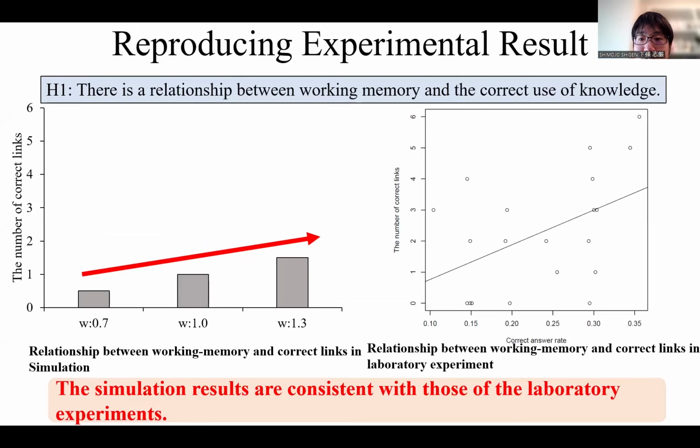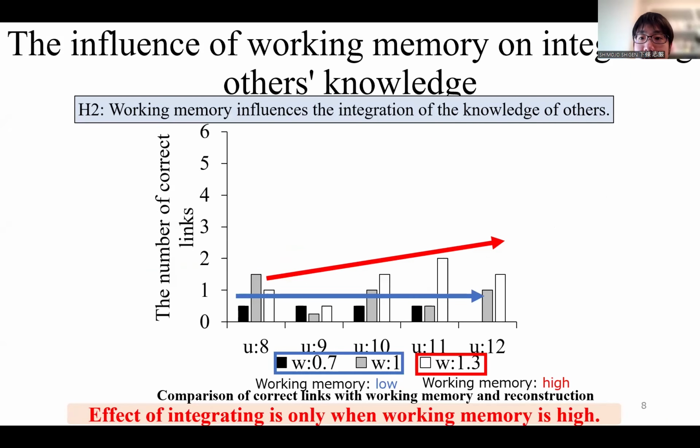We reproduced the experimental data to investigate the relationship between working memory and the number of correct links. As a result, there was a positive correlation between working memory and correct links. These results are consistent with those of the laboratory experiment. Next, we compare the number of reproductions to explore the relationship between working memory and memory retrieval based on knowledge of others and knowledge of others.